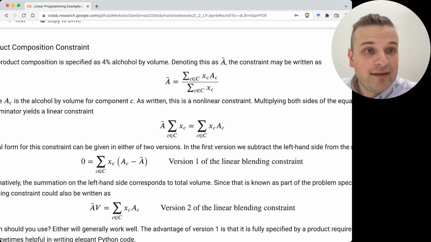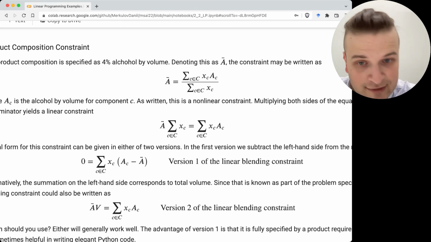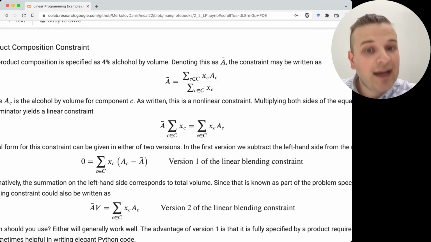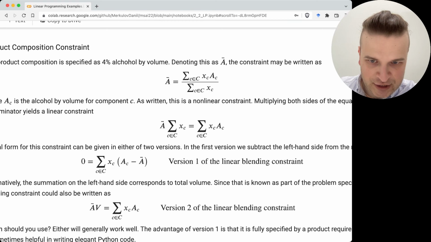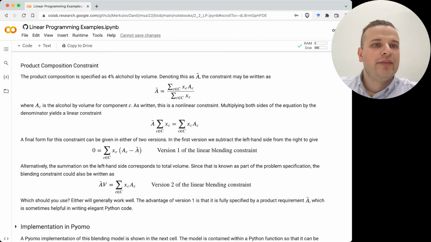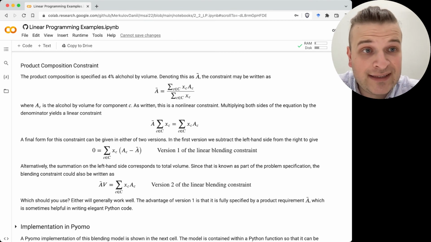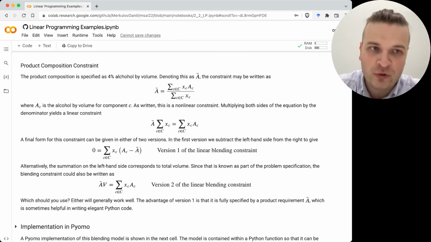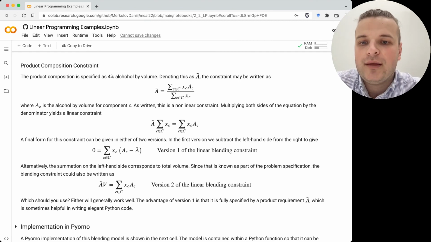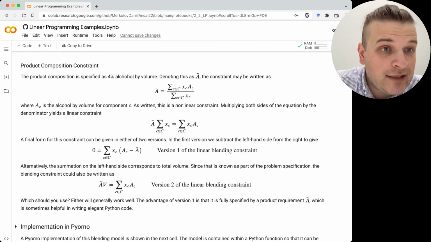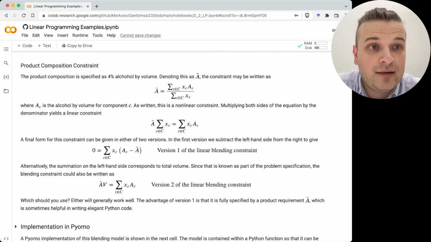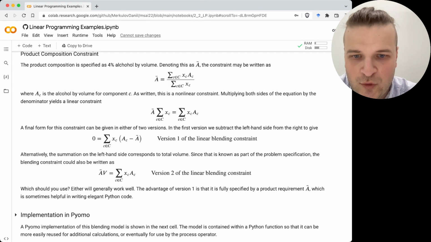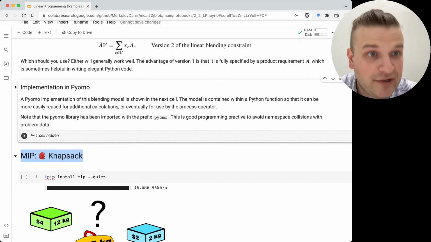But if you multiply both the right and left hand side here by the same sum, you'll actually immediately obtain linear constraints, which means that the same actual problem could be formulated in a linear programming way and solved easily, or in some non-linear way. And in that case, you cannot handle it with LP solvers. That was the interesting part here.